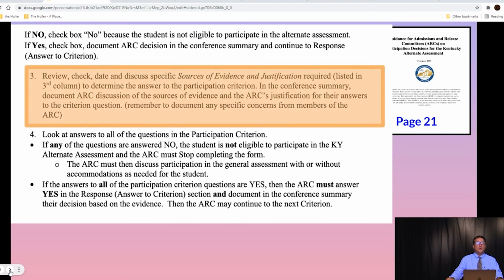So we're going to review, check, date, and discuss the specific sources of evidence and justification required to determine the answer to the participation criteria. In the conference summary, document the ARC discussion of the sources of evidence and the ARC's justification for their answers to the criterion question.